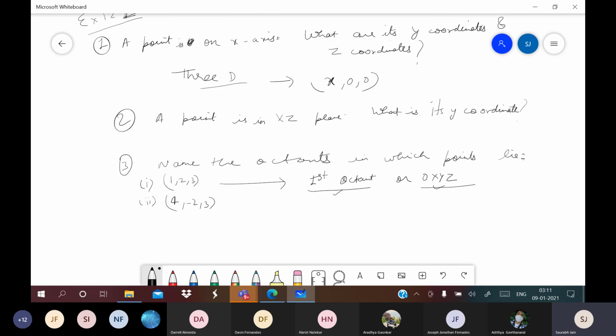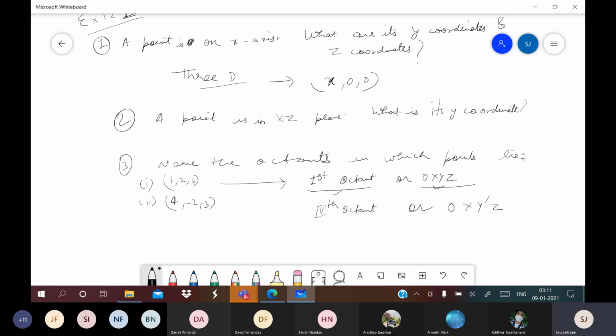Then 4, minus 2, 3. What about this one? First you tell me the octant number and then we'll write it in terms of alphabets. So the fourth one, because z is positive, x positive, y negative. X positive, y negative means the fourth octant, and this can be written as O x y dash z, right? Like these they have given some points. It is such an easy exercise. It will hardly take 2 to 3 minutes.